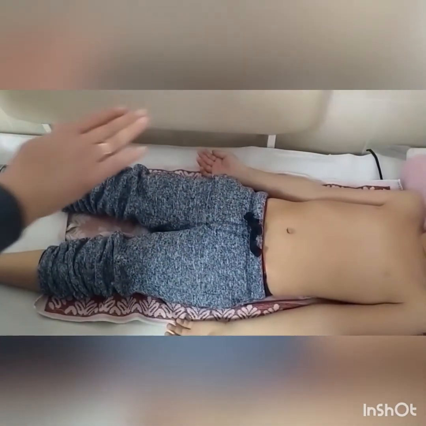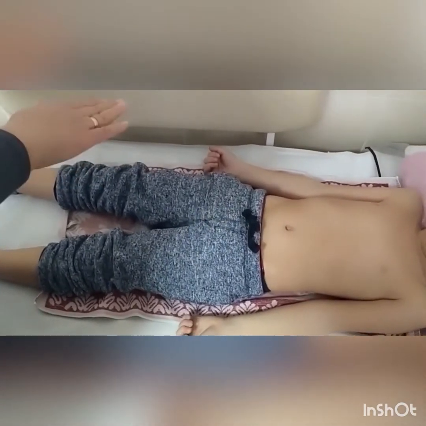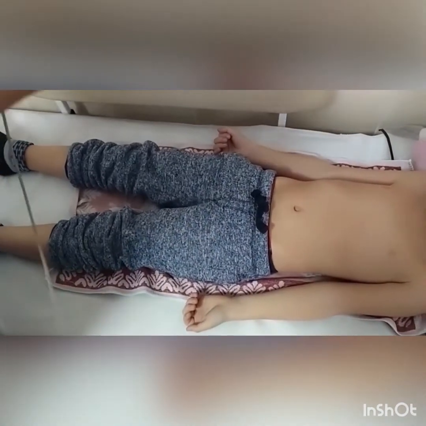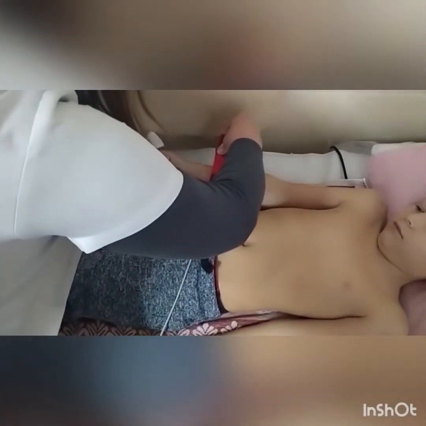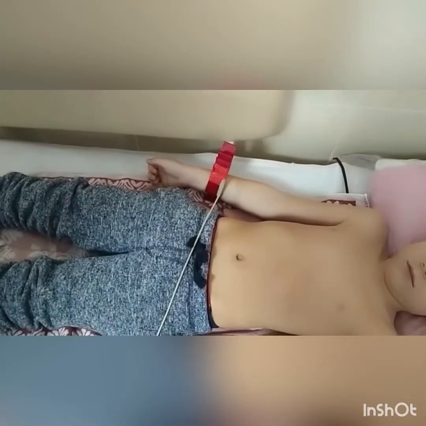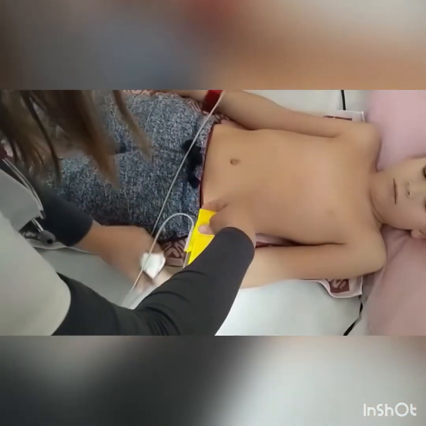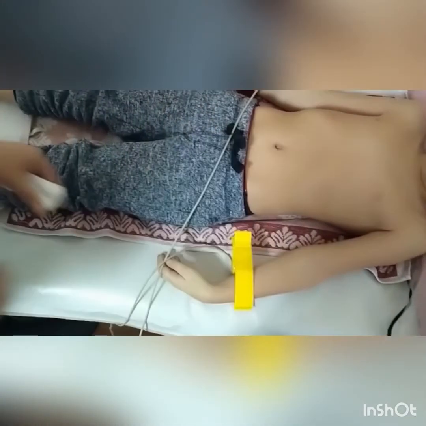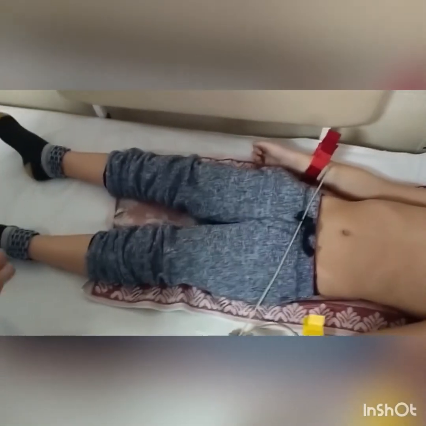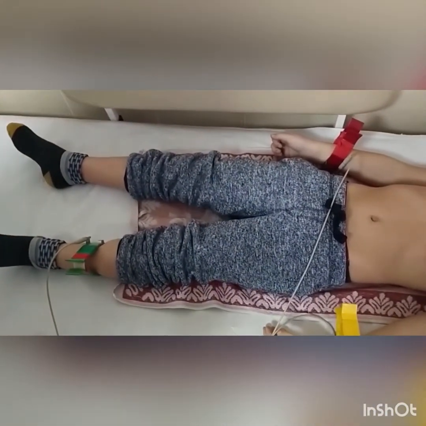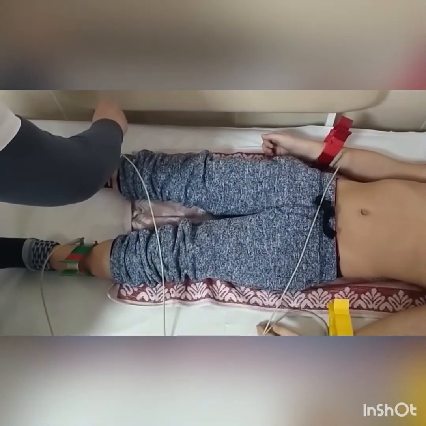For recording the standard leads, we place the clip electrodes on the upper and lower extremities. On the upper limbs, we place electrodes in the lower third of the forearm, on the lower limbs in the lower third of the legs. We put the red electrode on the right hand on the inner surface. We put the yellow electrode on the left hand. We put the green electrode on the left leg. And we put the black electrode on the right leg.